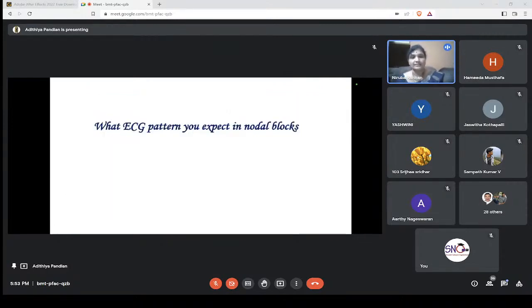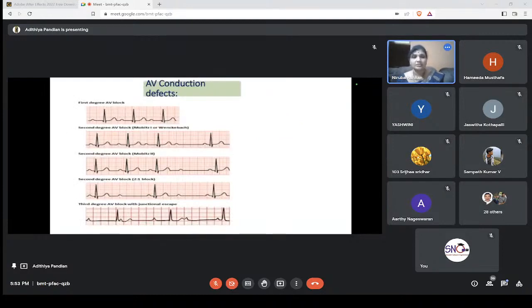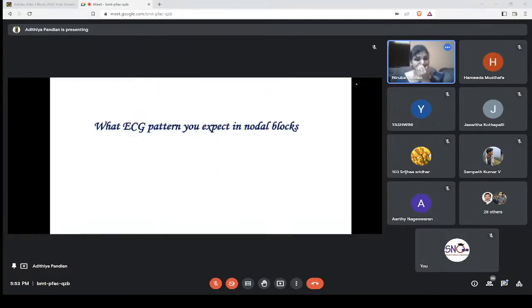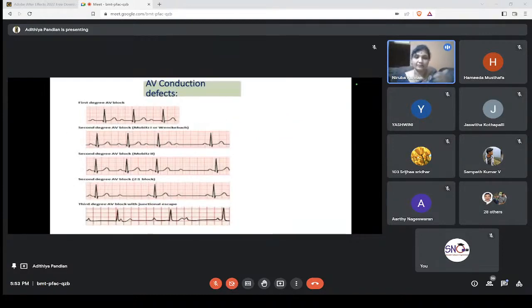Okay, what is the ECG pattern in nodal blocks? How do you expect it? So AV, the next slide, please. You can put up the next slide also. This is a first degree heart block. What do you find here? The PR interval is just prolonged. That means it is only a prolonged PR interval.